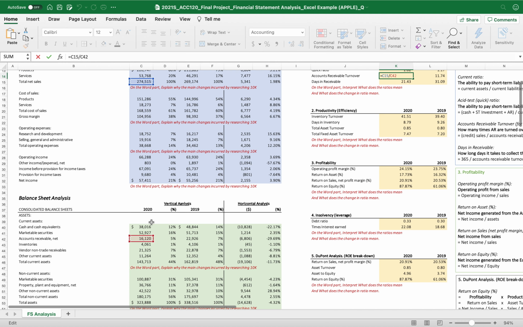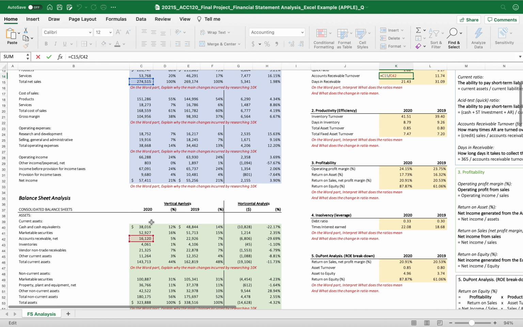Okay, welcome back. For the ratio analysis part, we practiced plenty of times. Calculating all these ratios, liquidity, productivity, profitability, insolvency, and the DuPont ratio, is exactly the same as what we've done in class.